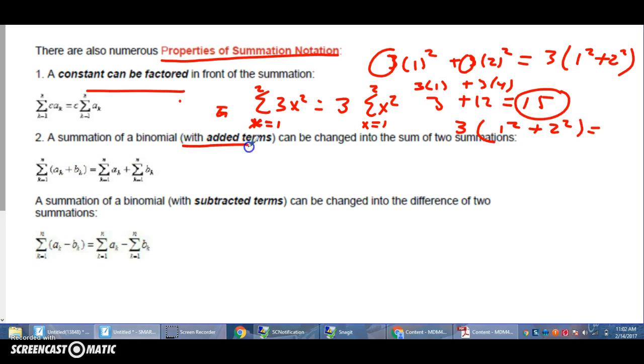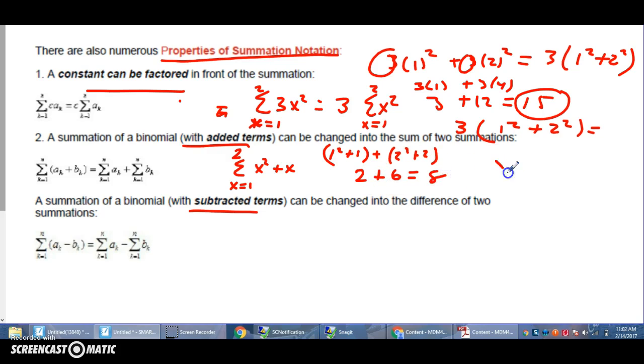The other thing is that if you have a binomial, with two terms being added or subtracted, you can break that up. So for example, if I had this sigma, let's keep it simple, x squared plus x, and I went from x equals 1 to, again, we'll just go to 2, just as an example. What that is saying is if I work that out, that would be 1 squared plus 1, and then that would be plus 2 squared plus 2, which is 2, 1 plus 1, okay? 4 plus 2 is 6, and that's 8.